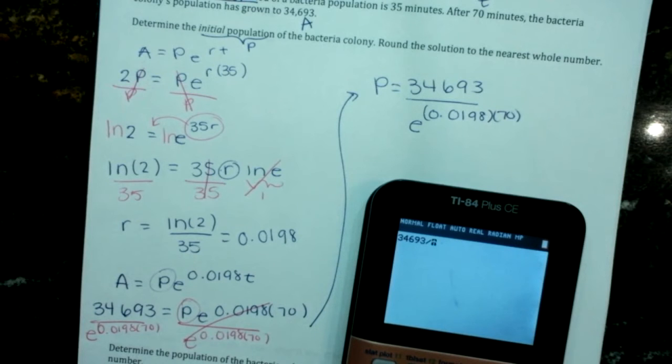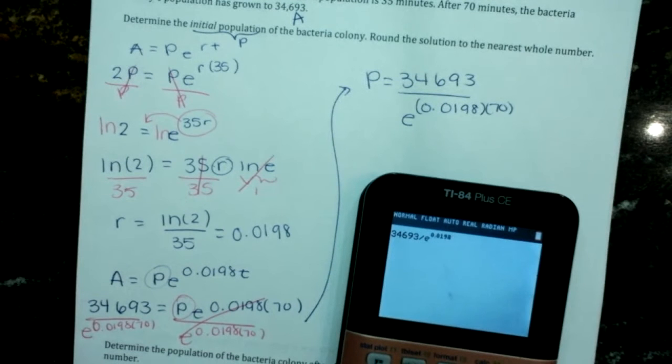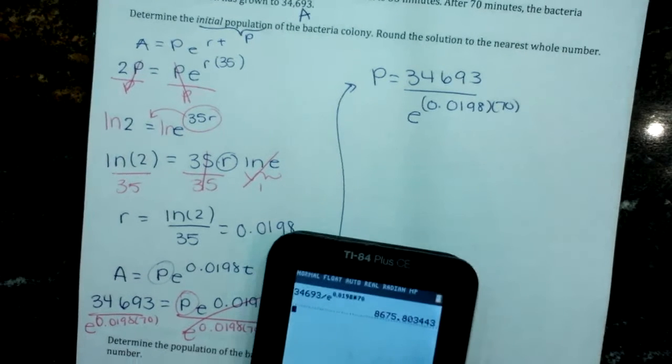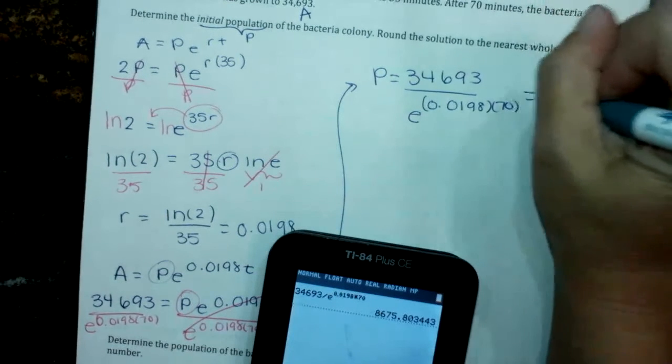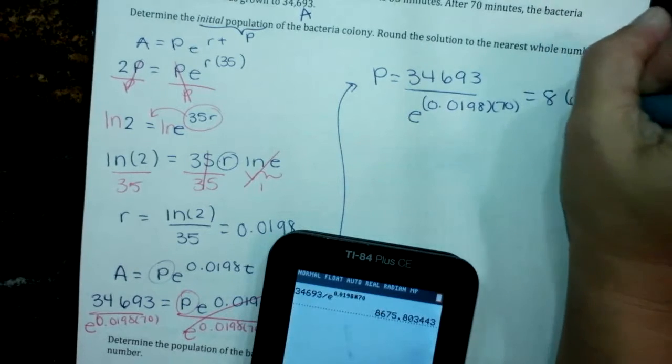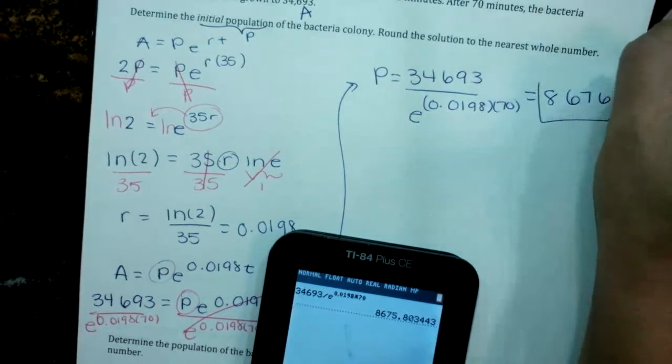34,693 divided by second ln, which will give us E to the power 0.0198 times 70. Round to the nearest whole number. And that will give us 8,676.